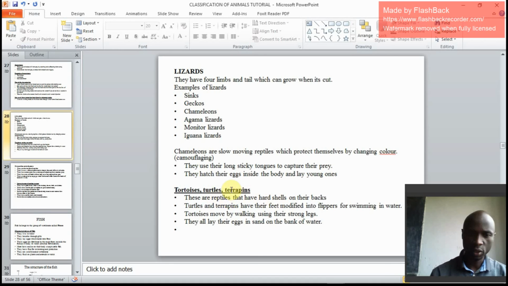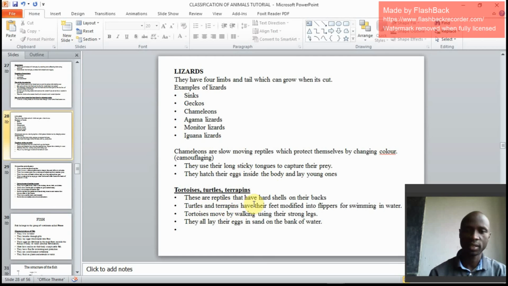We have tortoises, turtles, and terrapins. These are reptiles that have hard shells on their backs. Imagine, their backs are hard. Their bodies are slightly hard, so that's why we are saying they have hard shells. I think some of us have ever seen tortoises. That's why we are discussing tortoises, turtles, and terrapins, and we have said they have hard shells.